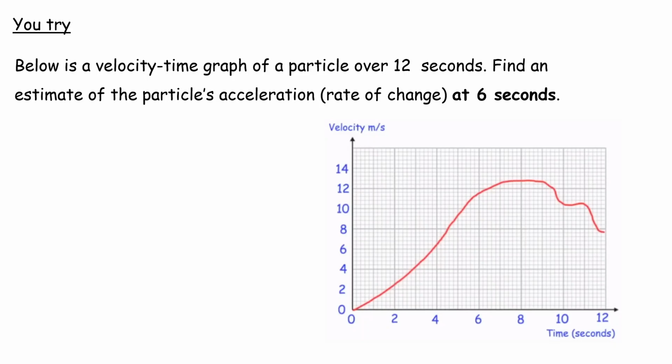So below is a velocity time graph. This time they've given us some context, which is nice. So we've got a velocity against a time graph of a particle over 12 seconds. So it's over a period of 12 seconds, which we can see. Find an estimate for the particle's acceleration.